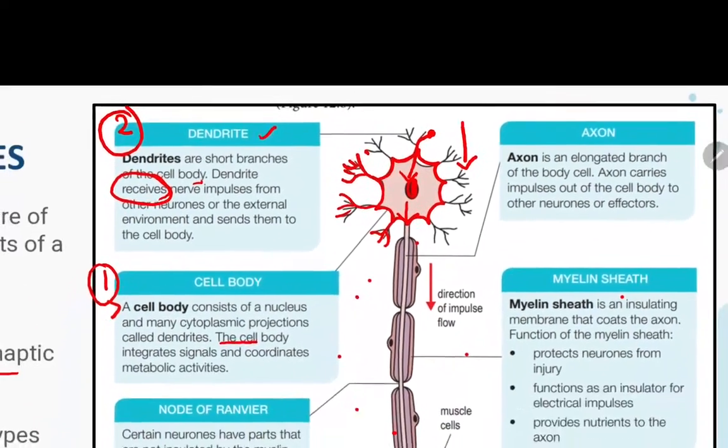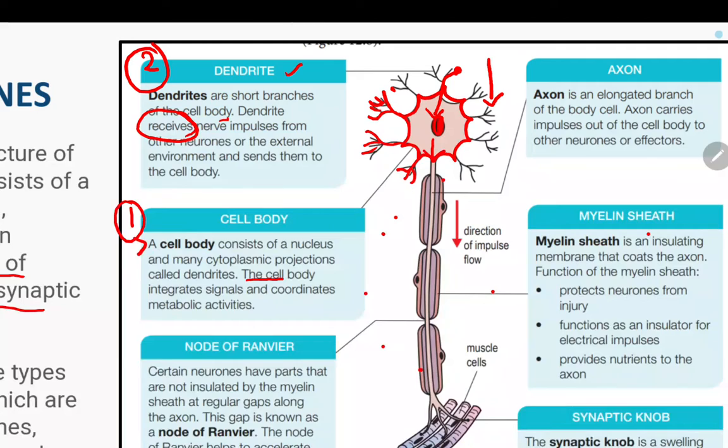The third structure which is connected to the cell body as well is the axon. Axon is an elongated branch of the cell body. Dendrite and axon both branch out from the cell body in the middle. The difference is that the dendrite is a short branch, while the axon is an elongated or long branch.